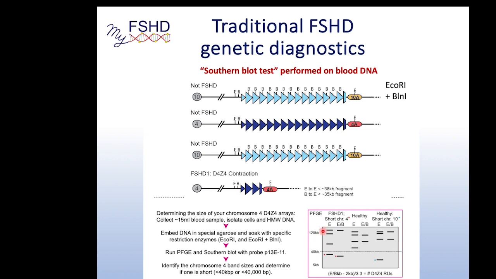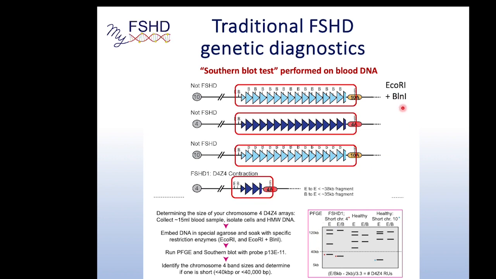All right, so now you're going to go with EcoRI BlnI. You're going to cut with EcoRI, you're going to cut with BlnI, and you're going to look. And what's going to happen is you do your P13E11 probe. Now, the chromosome 10s are running off the gel. They're actually not even on here, right? And you're only left with the chromosome 4 EcoRI BlnI fragments, right? Chromosome 4, chromosome 4. So this short one was actually chromosome 4. So now you know you have a short chromosome 4. Okay, so that's good news.